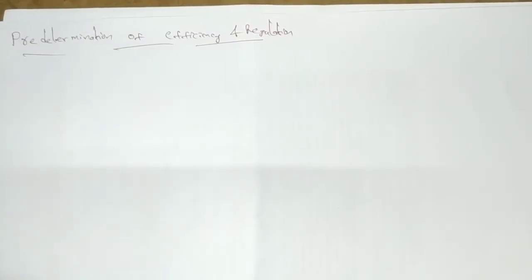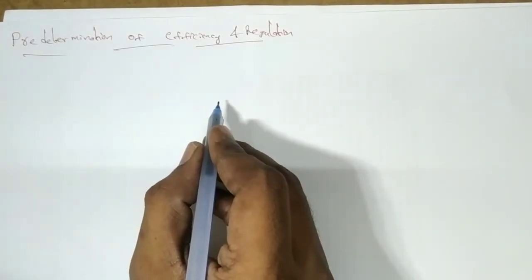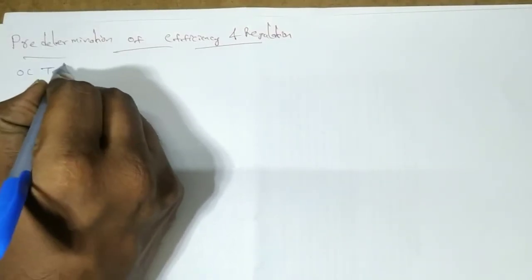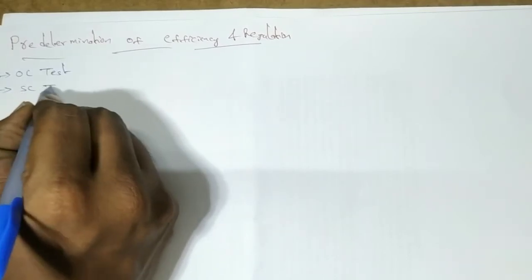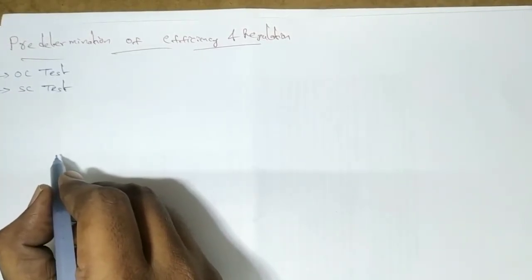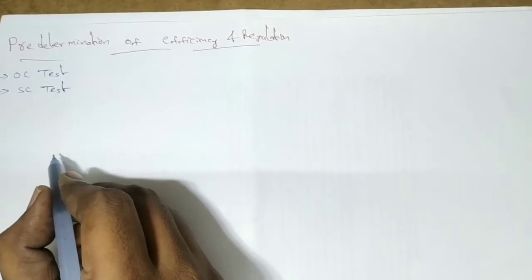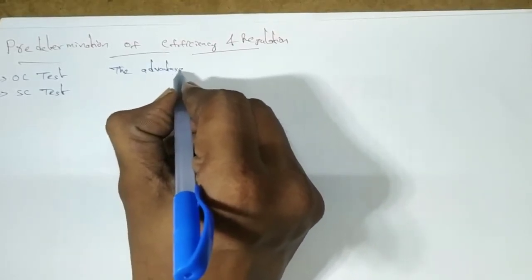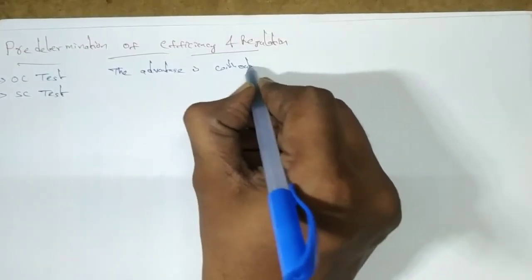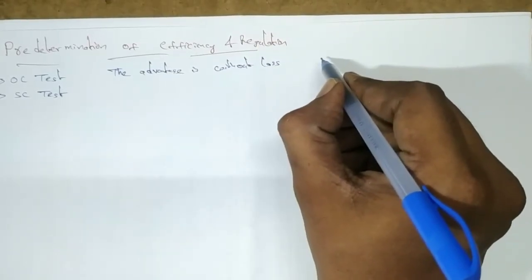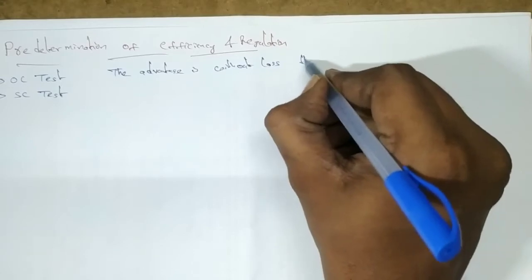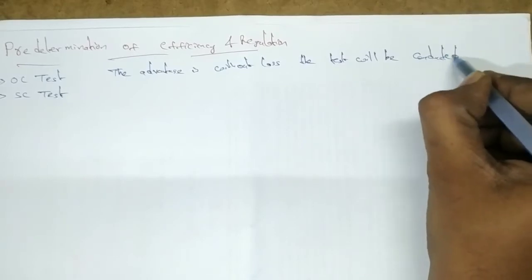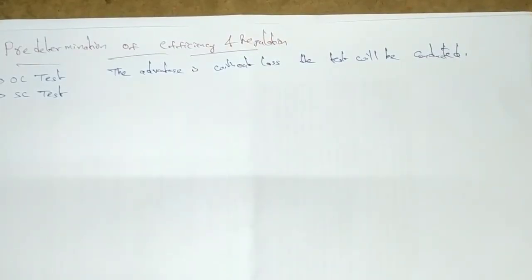Next, coming to the predetermination of efficiency and regulation. Efficiency and regulation can be determined by using two types of tests, that is the OC test, the open circuit test, and the short circuit test, which is the SC test. The advantage of these two tests is that they are conducted without wastage of power. That means without loading the transformer, we are able to find efficiency and regulation, without using formulas, by conducting these two tests.